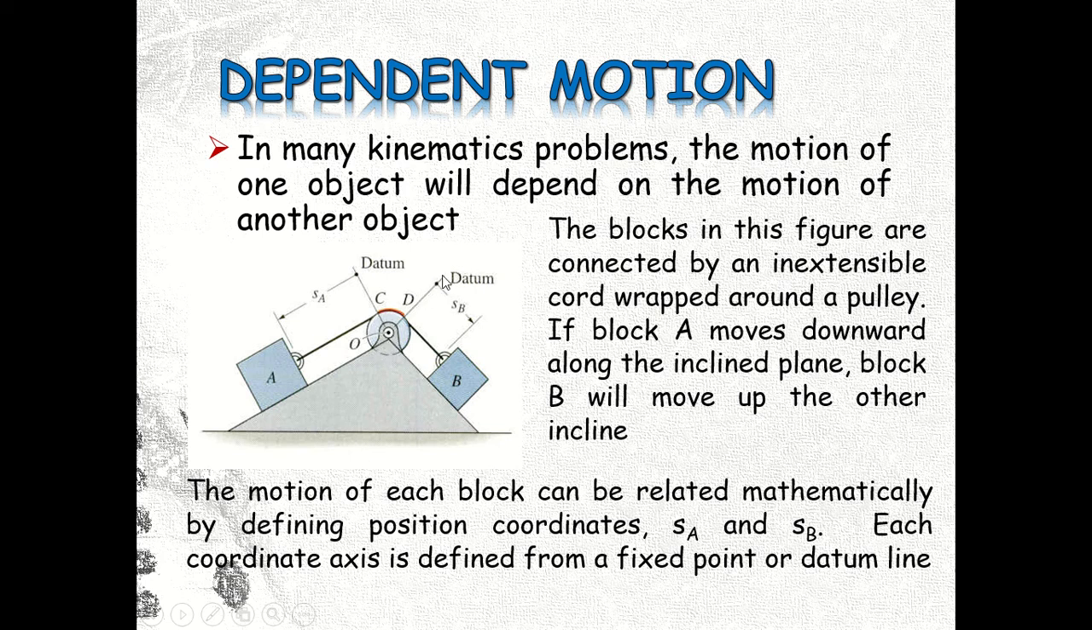So this is the reference point when we measure the distance from this block, referred to this fixed point. We call it the datum. So this is the datum, this point, and also this point. And this is what we call the datum line.